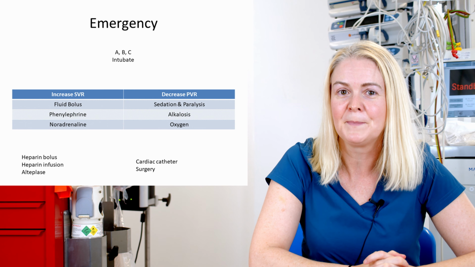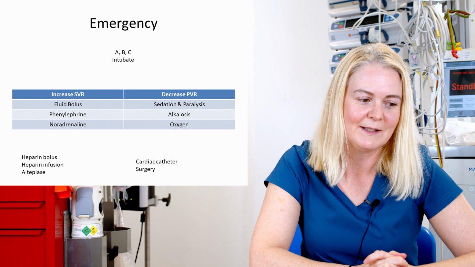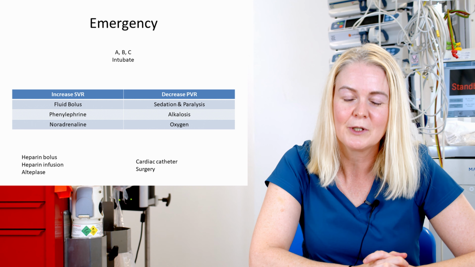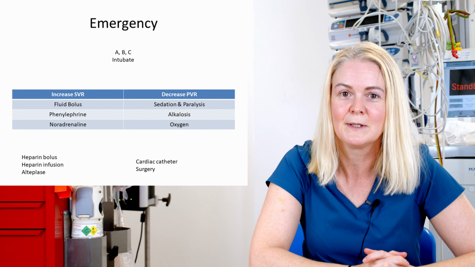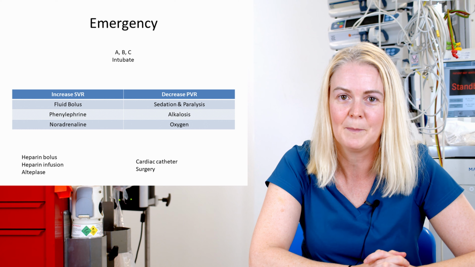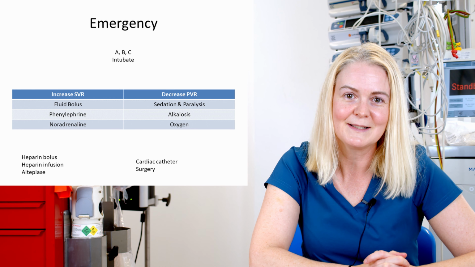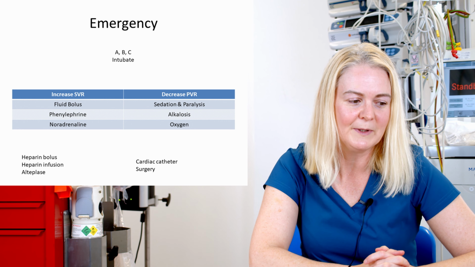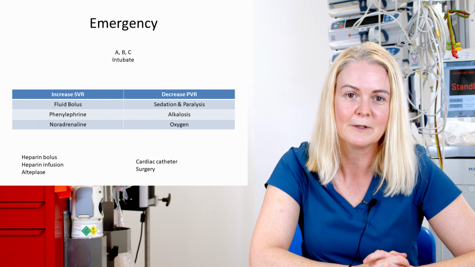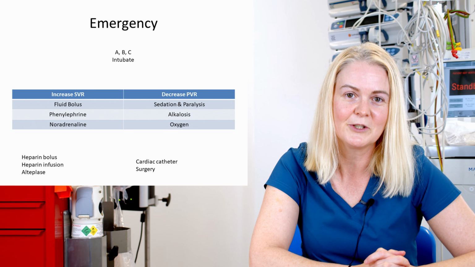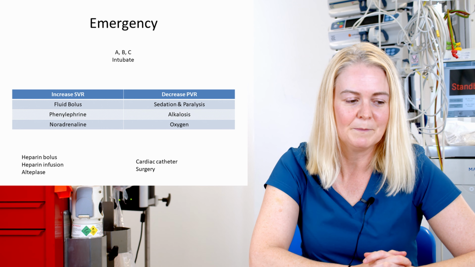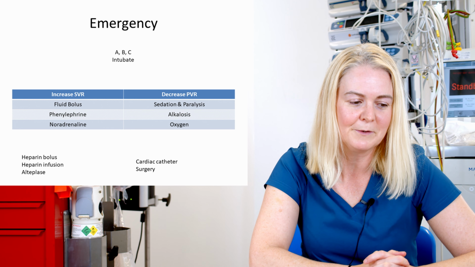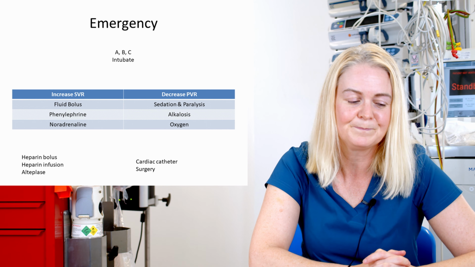And since shunts are so uncommon these days, it's not something that you would necessarily think about straight away. When you've got a blocked shunt, it's an absolute emergency. You're going to use your ABC approach. You're going to intubate early with the caution and preparation that I spoke to you about earlier. You're going to increase the SVR using your fluid bolus, phenylephrine, and then an infusion of noradrenaline. You're going to decrease your PVR using sedation and paralysis. You're going to aim for alkalosis, and you're going to use high oxygen.